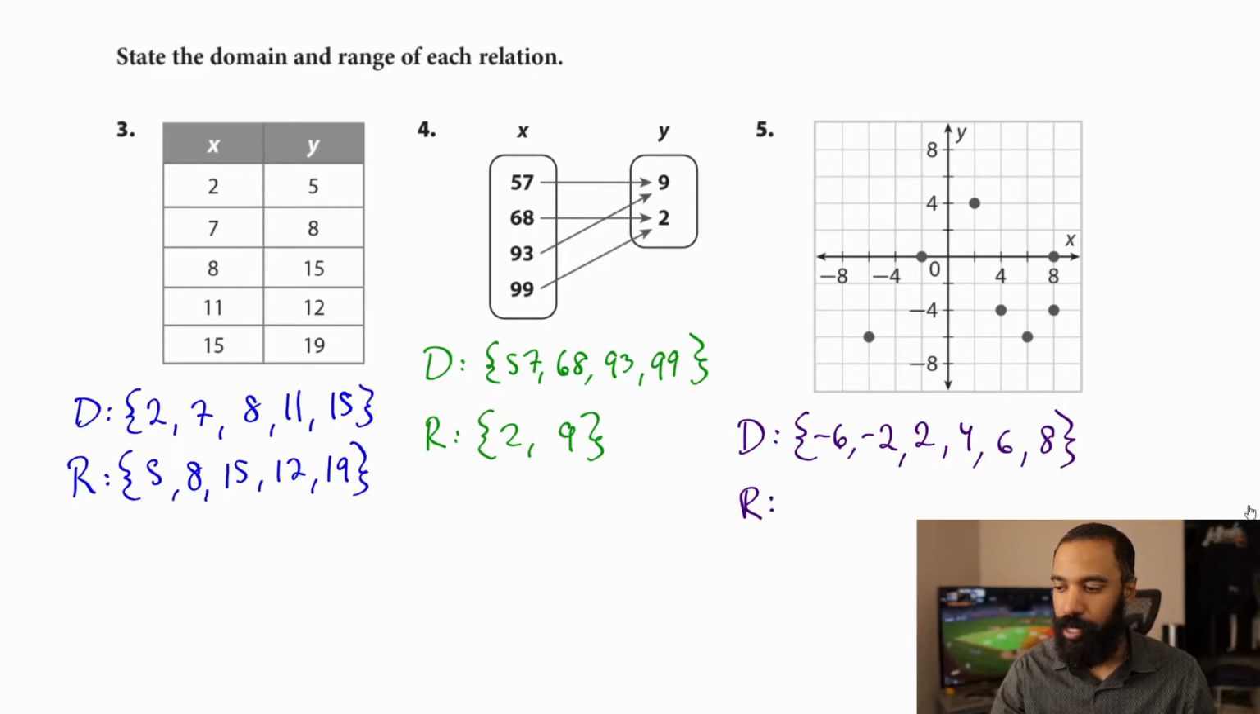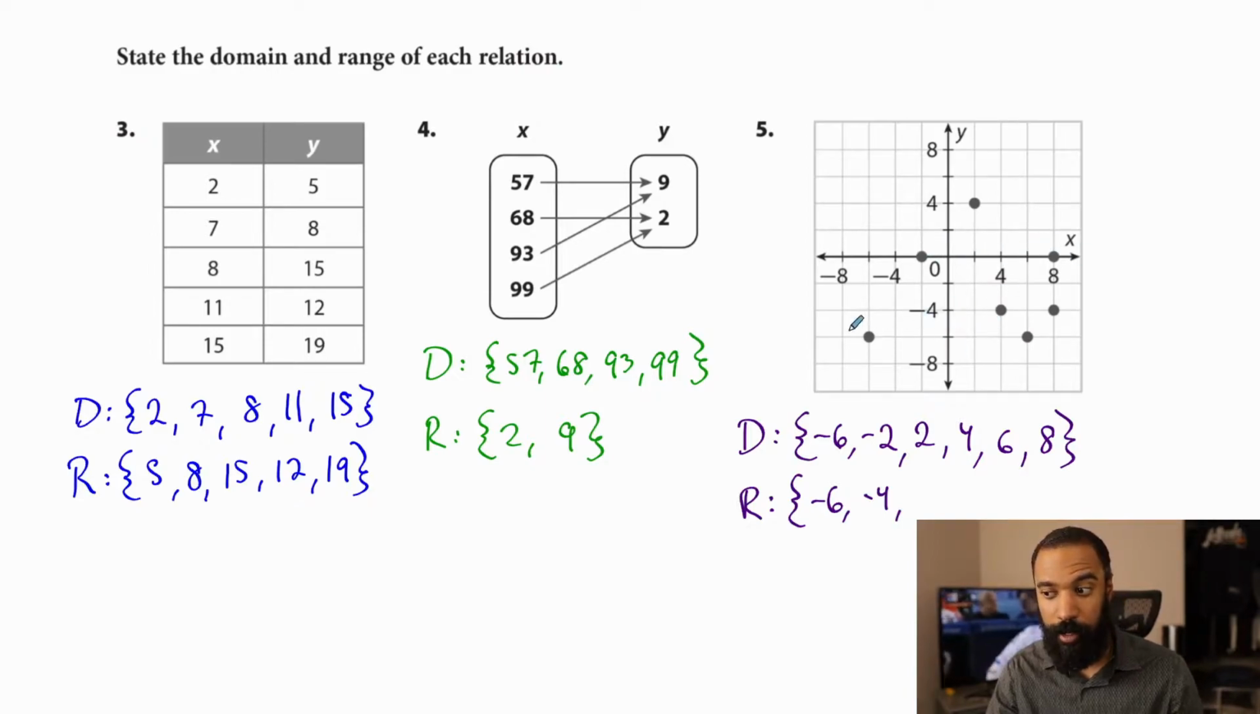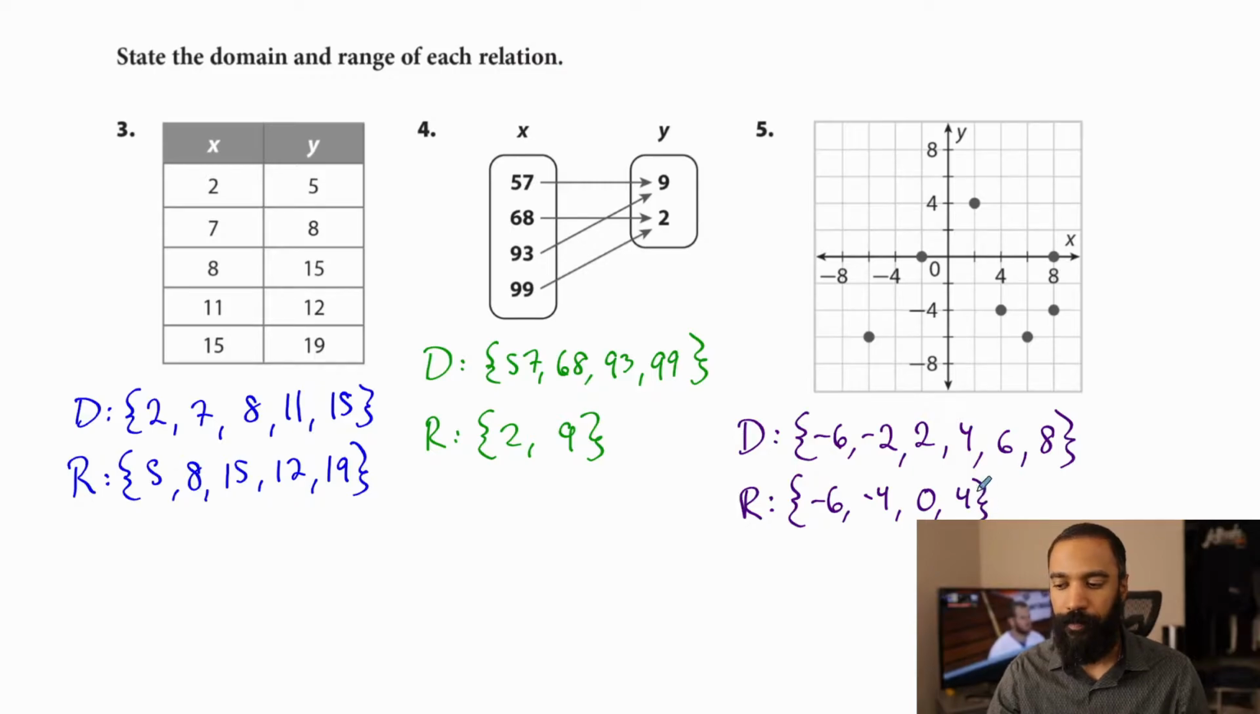Range, just like X here, only I'm going to go from down to up, increasing order. So the lowest I get is negative 6 on range, just like domain. And then we get negative 4, 0, and by the way, all these have appeared twice. Negative 6 appeared twice, negative 4 appeared twice, 0 appears twice. Looks like 4 only appears once. So there we go. It's my domain and range for that set right there.